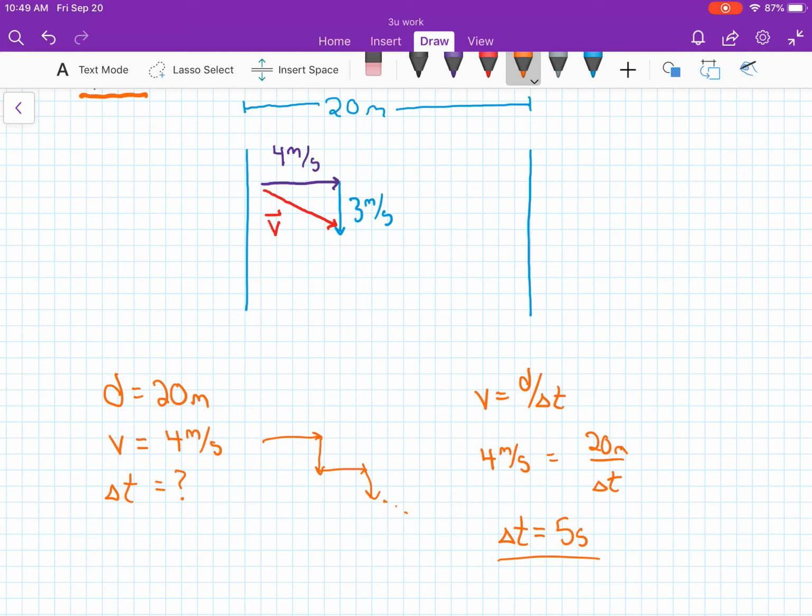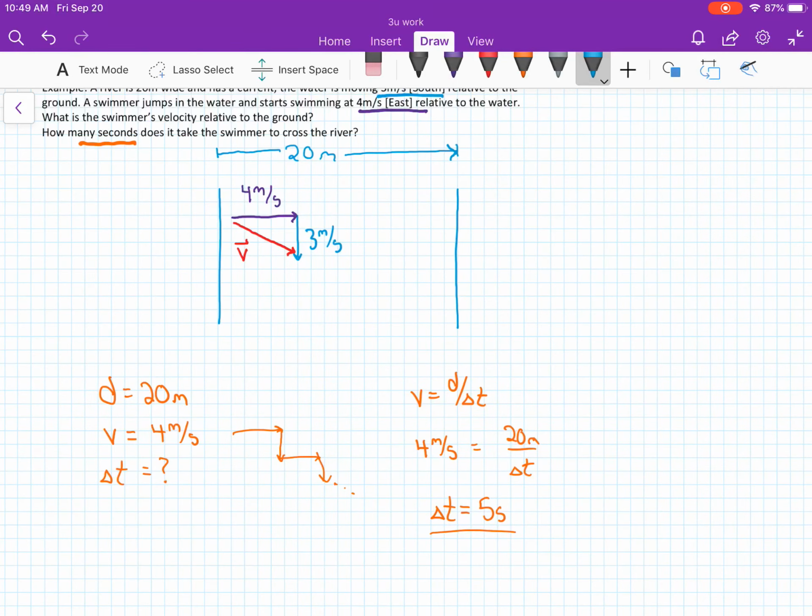What's key about this is we can only use velocities and displacements that are pointing in the same direction. 20 meters was the distance straight across the river. 4 meters per second was the velocity pointing straight across the river. To finish this one off, we can do a little bit of Pythagorean theorem to figure out how fast the person's actually going as seen from the ground.